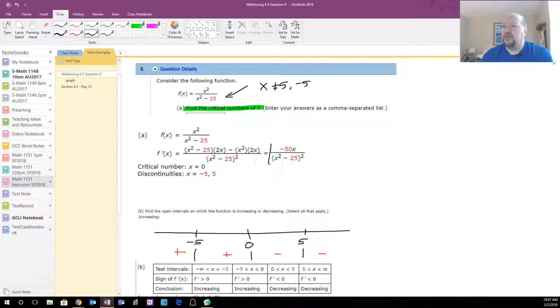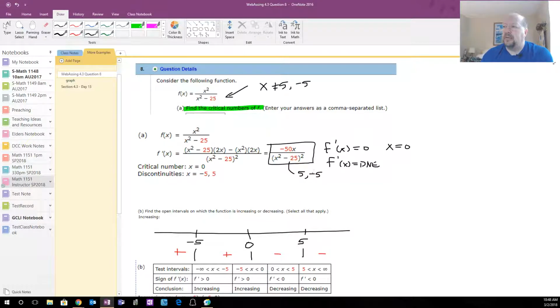So here's the derivative, and we want to find out when the derivative is equal to 0, and certainly that happens at 0, because that would make the numerator equal to 0. So that is one of the places. And then we also ask, where does the derivative not exist? That would be at 5 and negative 5, because that would make our denominator 0.